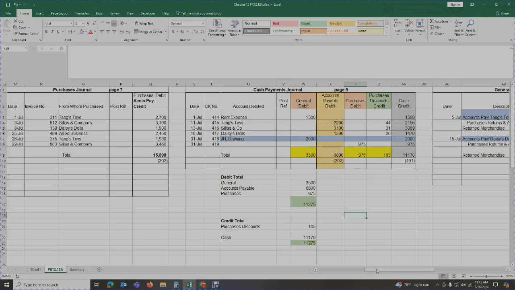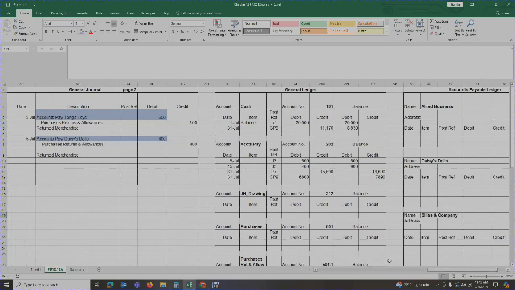So we're going to go ahead and we're going to go to your drawing. This happened on July the 31st. Cash payment journal number 9. Okay, we have a debit of $2,000. My balance is a debit of $2,000. And there was only one transaction posted.